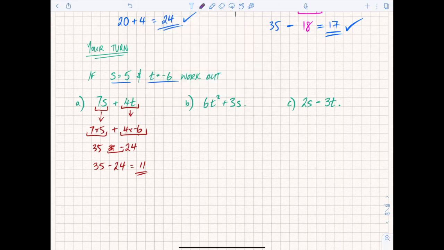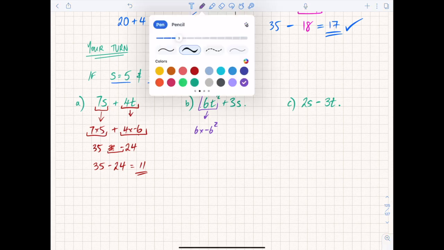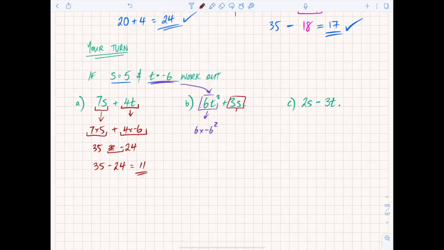Okay, let's look at the next one. So we're going to box this, and the t is minus 6. So we're saying this becomes 6 times minus 6 squared. So I'm writing that out. Then we box the next bit, 3s. S is 5. So that is 3 times 5. So I know I've got that bit done. Put my plus sign back in the middle.